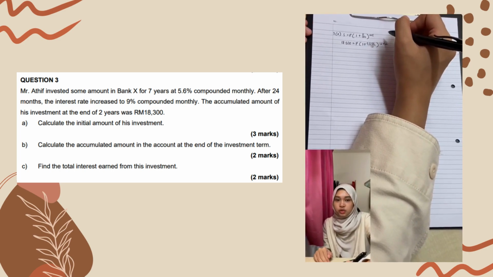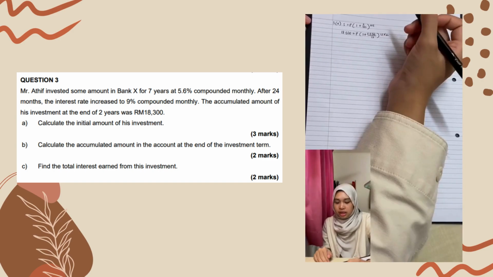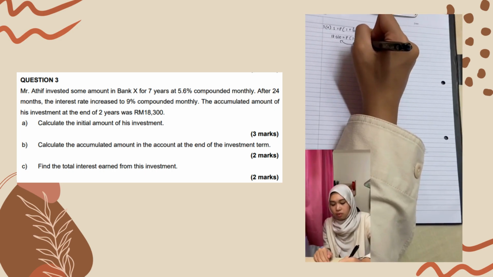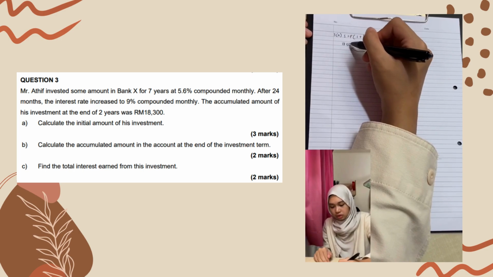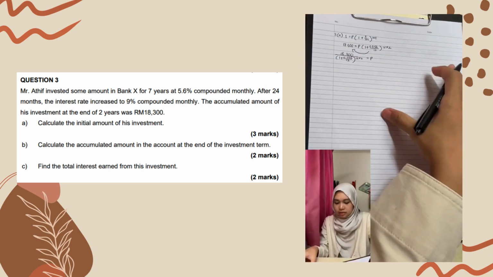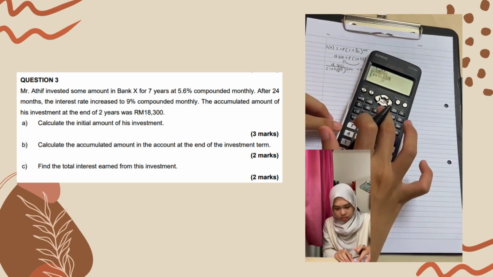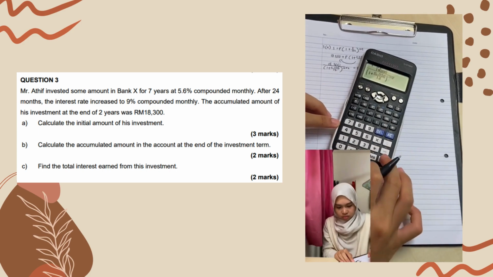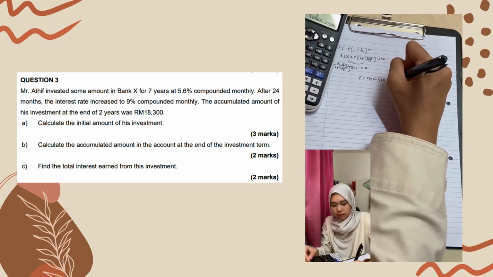The reason why it is 2 years is because we use the time for the accumulated amount in the equation. So next we move this to the left side to find the P. When we move to the left side, we need to divide it by 18,300. Okay, so let's calculate it. So the answer is 16,365 ringgit 27 cents.